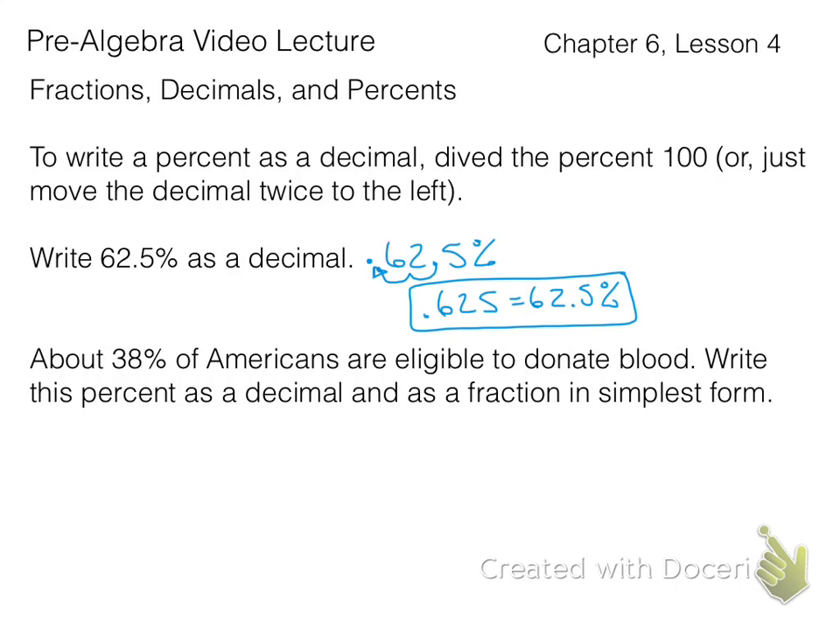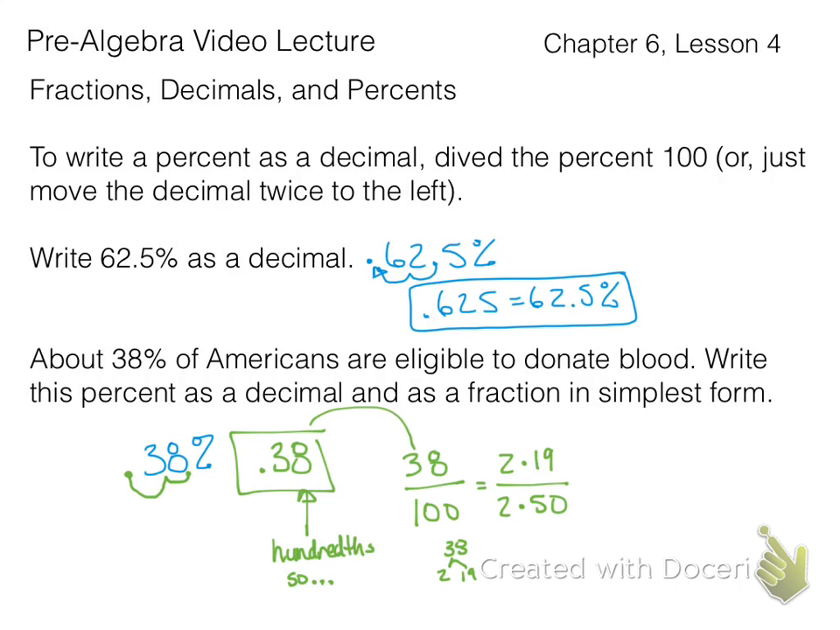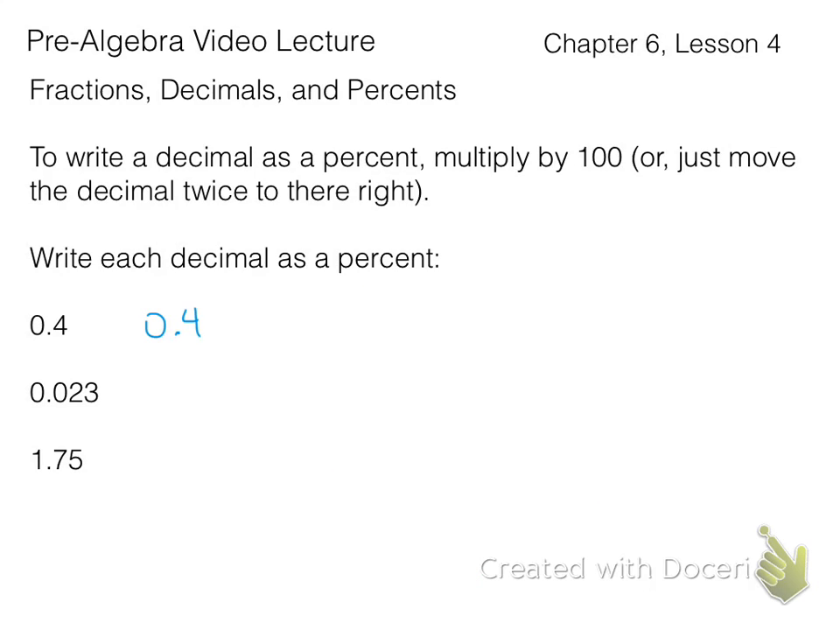About 38% of Americans are eligible to donate blood. So we're going to write this percent as a decimal and as a fraction in simplest form. We're going to take 38, move the decimal 2 places over, and get 0.38. Once we have the decimal, we can easily put it into a fraction by looking at the last digit, which is in the hundredths place, so it's just going to be 38 over 100. But we do need to do simplest form. Both are divisible by 2, which gives us 19 over 50. There you go.